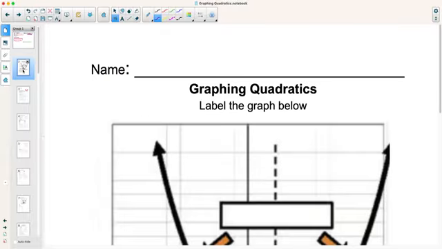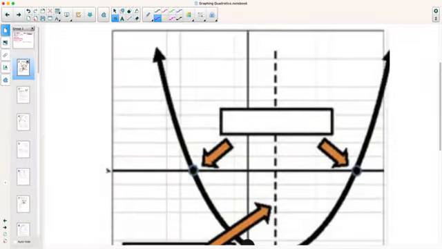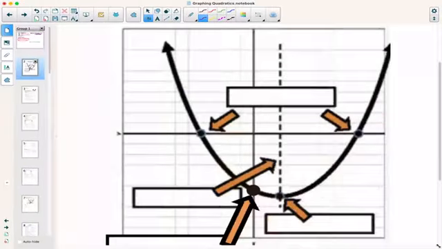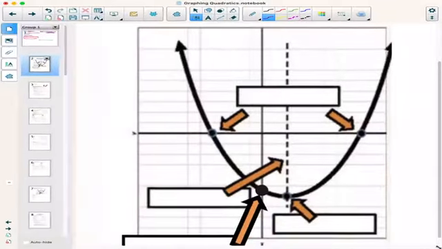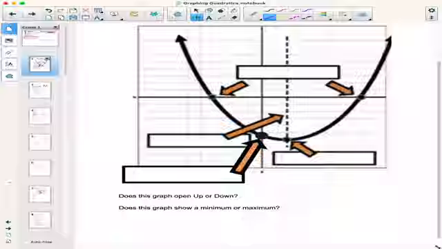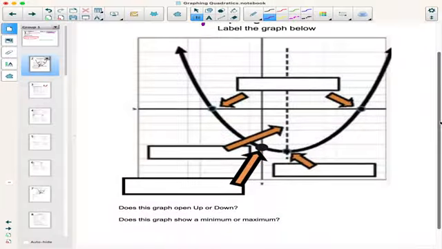All right, first page, obviously put your name at the top. Also a reminder, this is a video, so you can pause it and go back whenever you need to, really easy. So we're graphing quadratics, as you can see. We're going to label this graph below. We're going to start labeling with the shape of this curve.